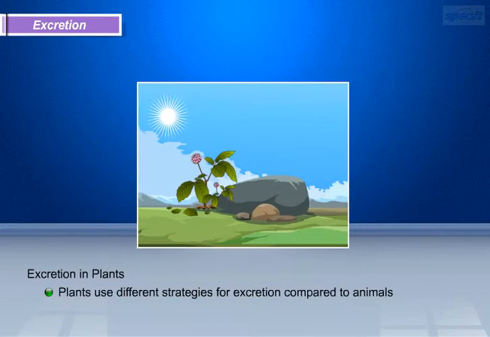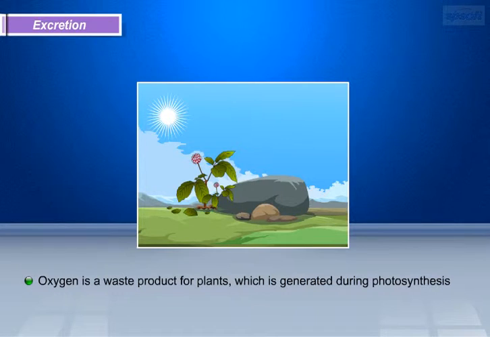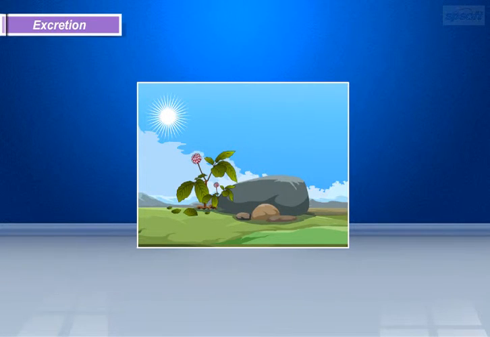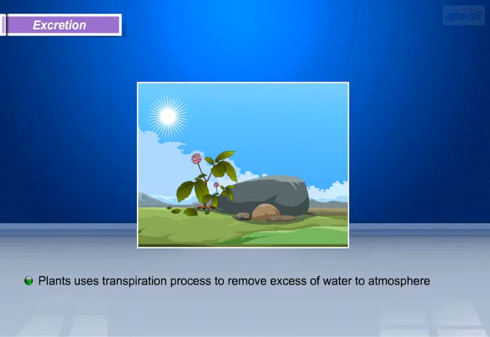Now let us discuss excretion in plants. Plants use different methods for excretion compared to animals. Oxygen is a waste product for plants, which is generated during photosynthesis. A plant uses the process of transpiration to remove excess water to the atmosphere.